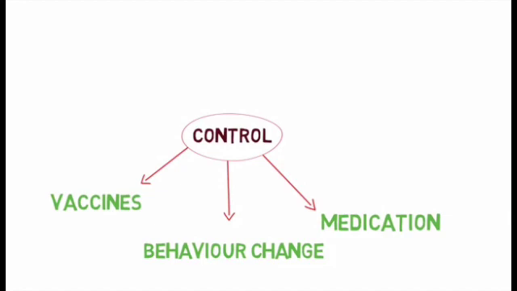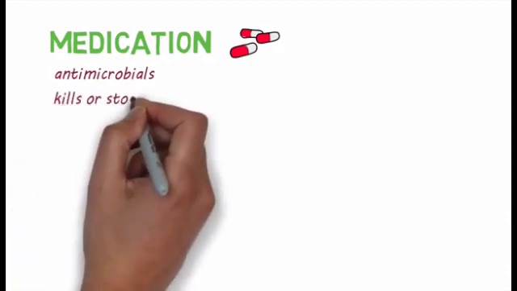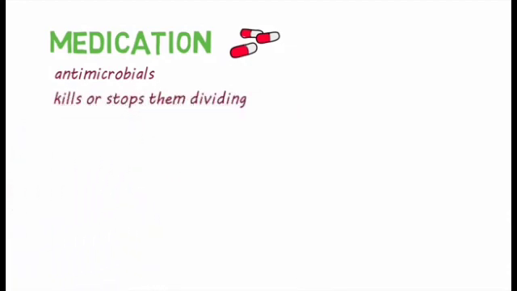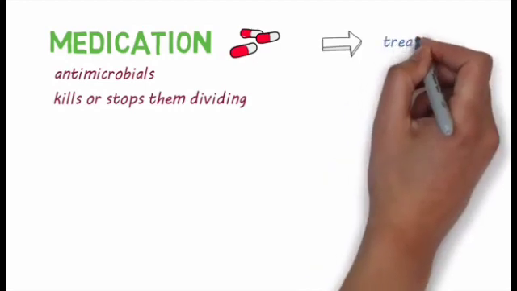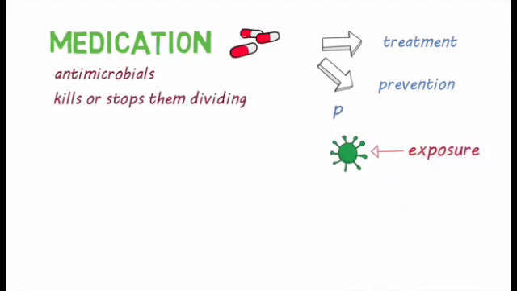Medication has been one of the mainstays of managing infectious diseases. Antimicrobial medications work by either killing the microorganisms or inhibiting their replication. They're not only used in treating diseases, but in some situations can also be used to prevent infections before or after being exposed to a disease, called pre- and post-exposure prophylaxis.